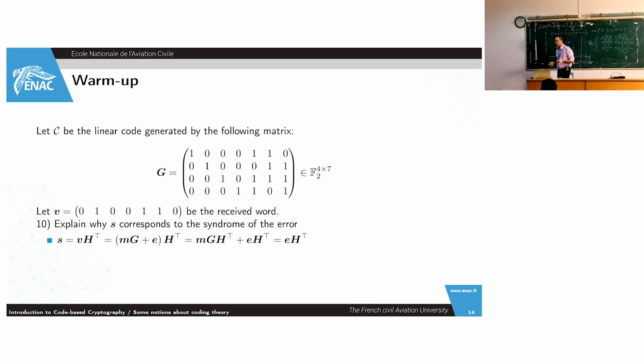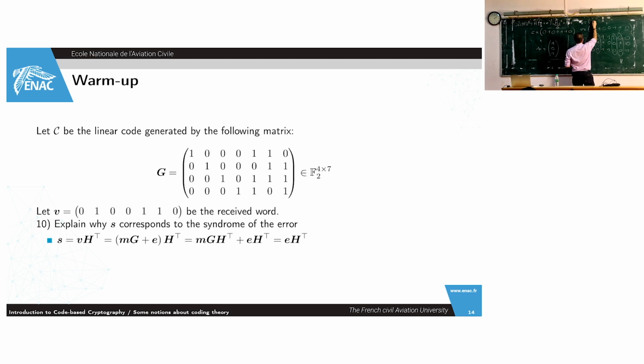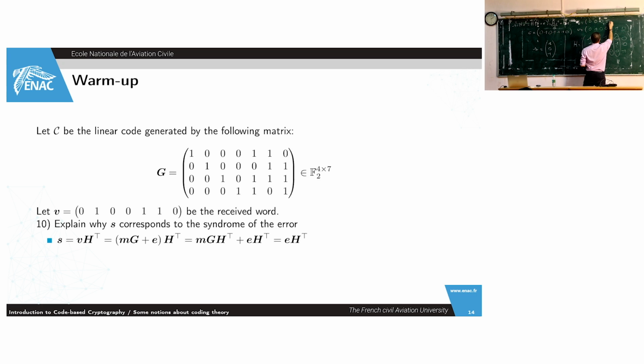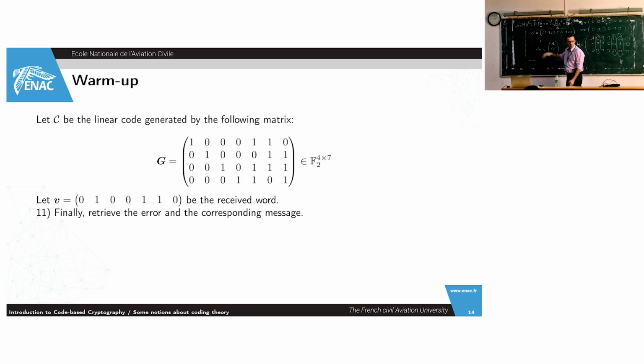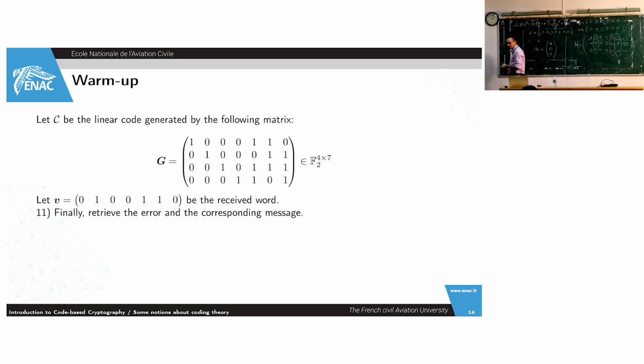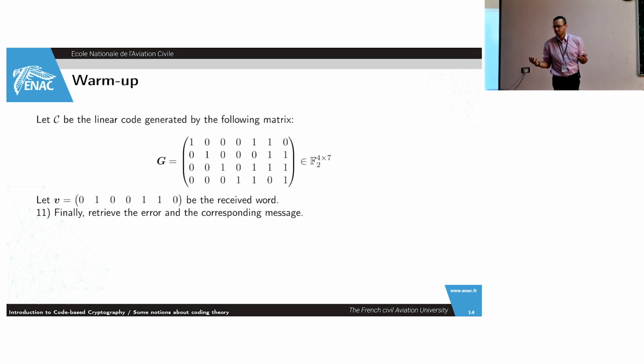Finally, retrieve the error and the corresponding message. We have seen that the error was in the fourth position, so the error was E equals 0, 0, 0, 1, 0, 0, 0. When we remove this error from the vector V that we received, it turns this 0 into a 1. If you compare, 0, 1, 0, 1, 1, 1, 0, we arrive at this code word C. So we have decoded it correctly. Both methods give the same results. They are both decoding algorithms.